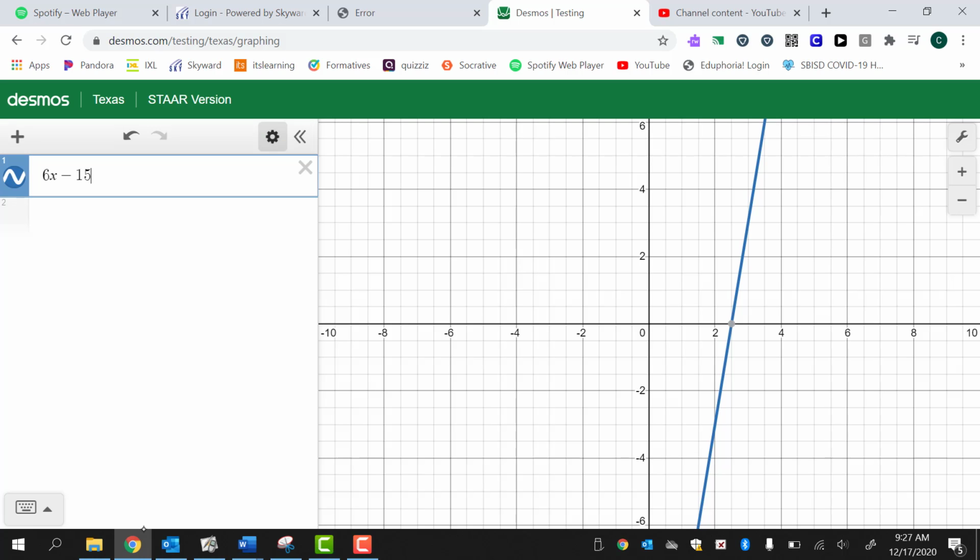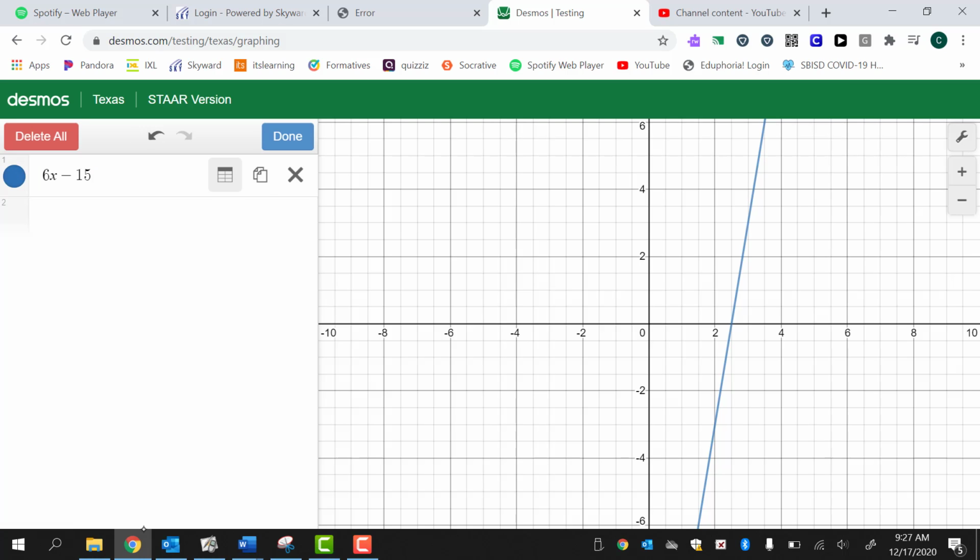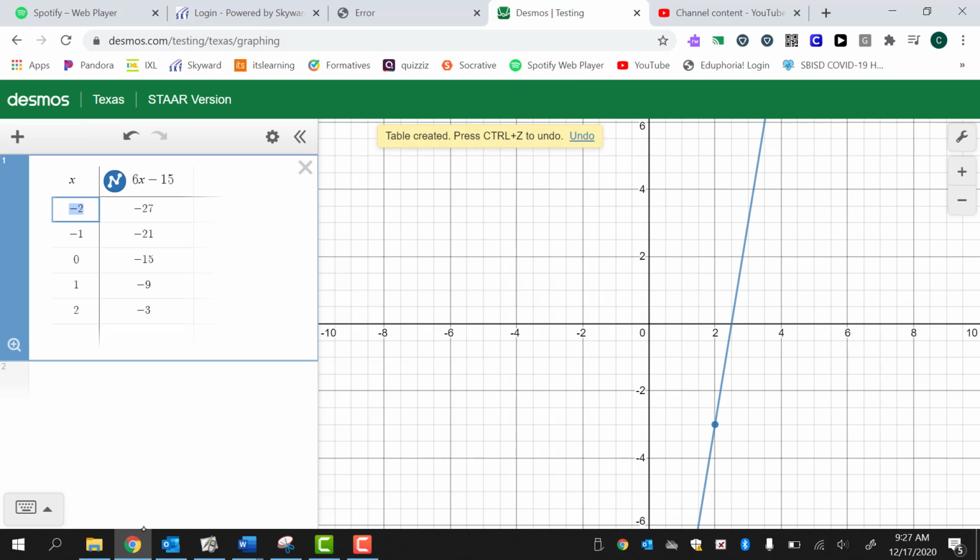So how do I get a table? I'm going to click the little wheel right there. And then it shows me a picture of a table. I want to convert this to a table. I don't necessarily need to see the graph. So convert to a table. And then it starts showing me some numbers in the table.